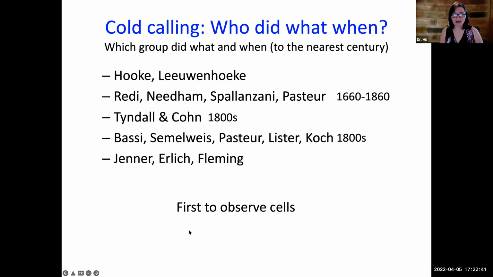Okay, now we've already talked about this, so I think this will be pretty easy. Just put into the chat which group you think could be said to have been among the early people to observe cells. You are all correct. Yes, it was Hooke and Leeuwenhoek in the mid 1600s.